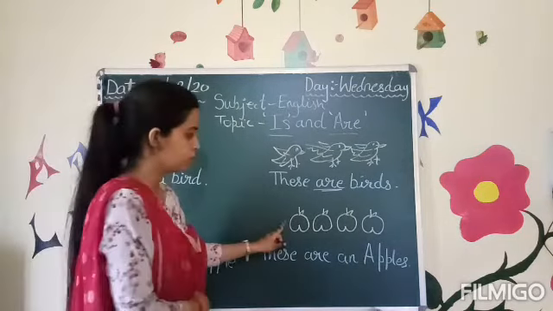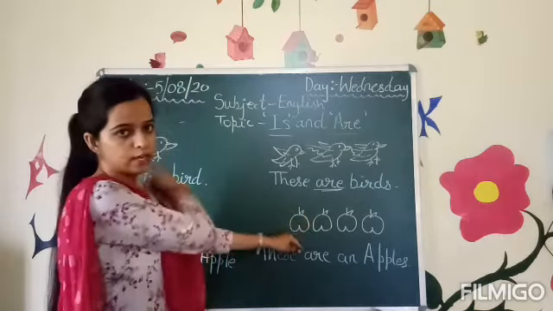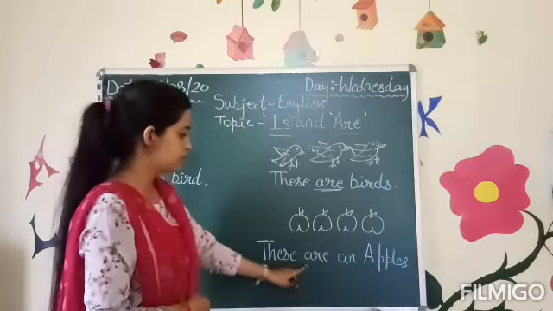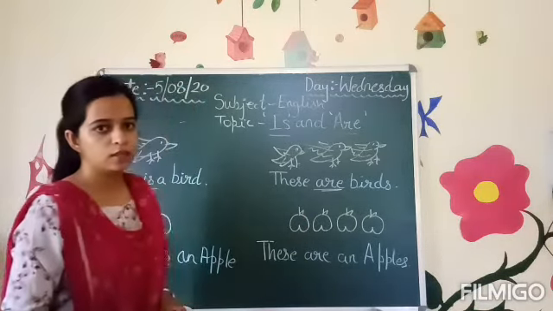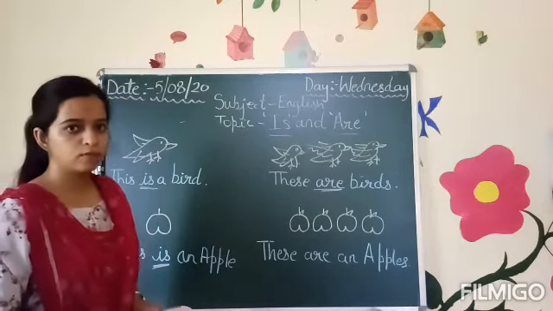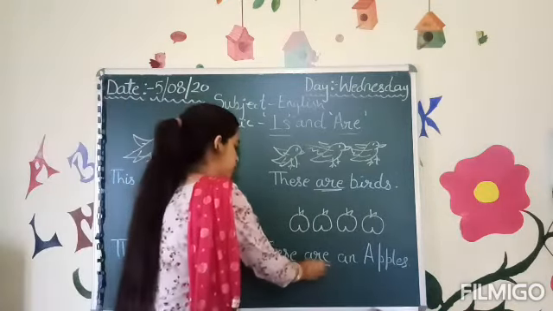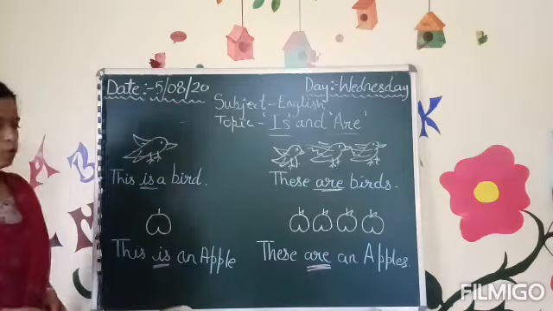And there are four apples. So that's why we have to write these are apples, because there is more than one. So we have to write are. I hope you understand the concept.